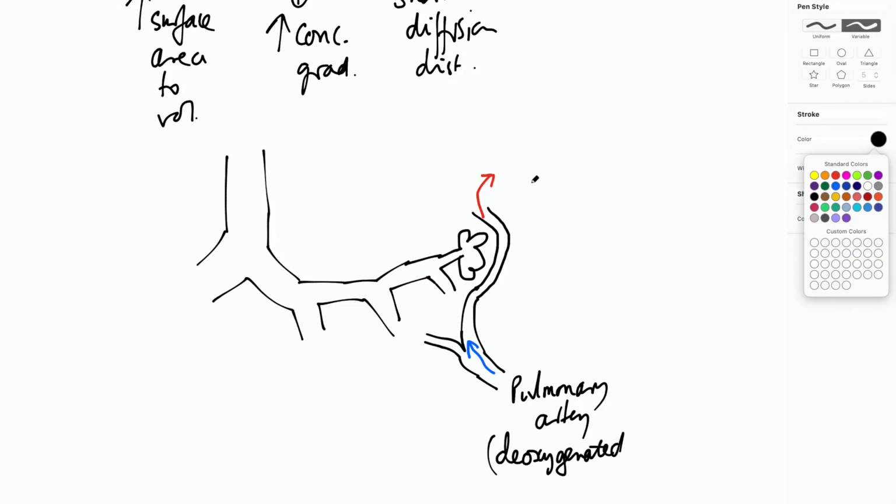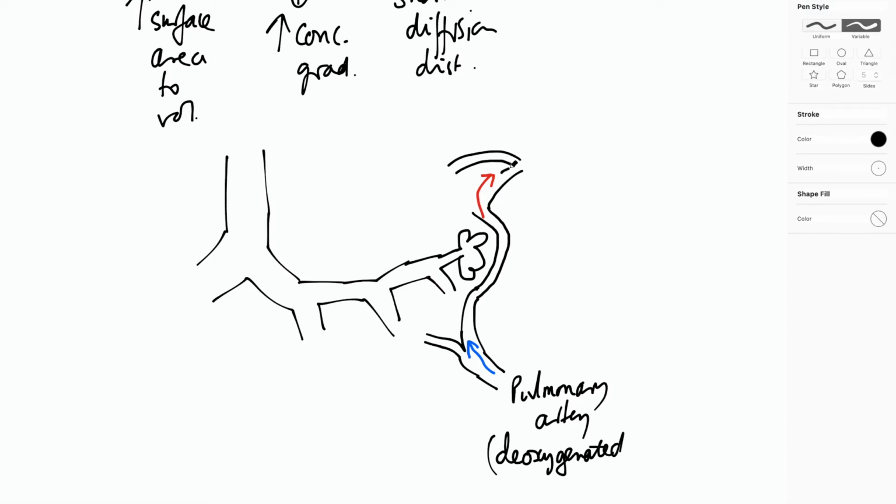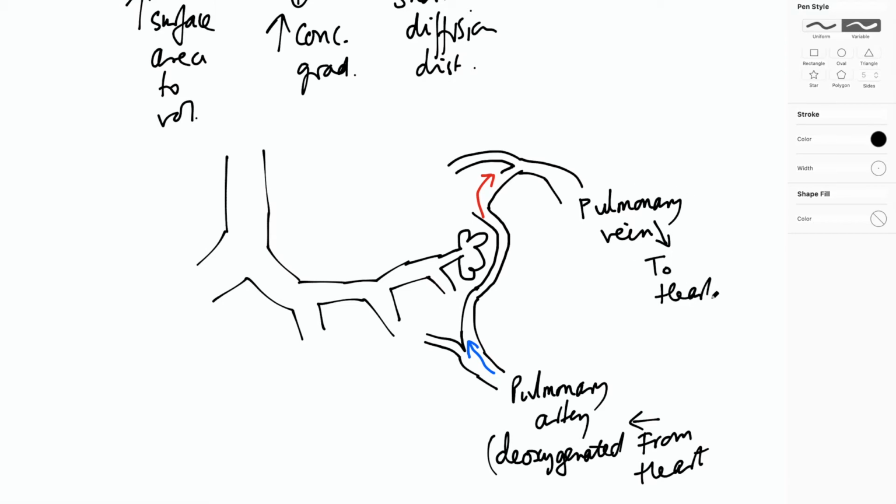So let's get back to black. Those capillaries reform, rejoin, converge again, and then they form the pulmonary vein. Okay, so this is from the heart, and the pulmonary vein is going to take the blood, which is oxygenated now, back to the heart. So that is the overall picture.